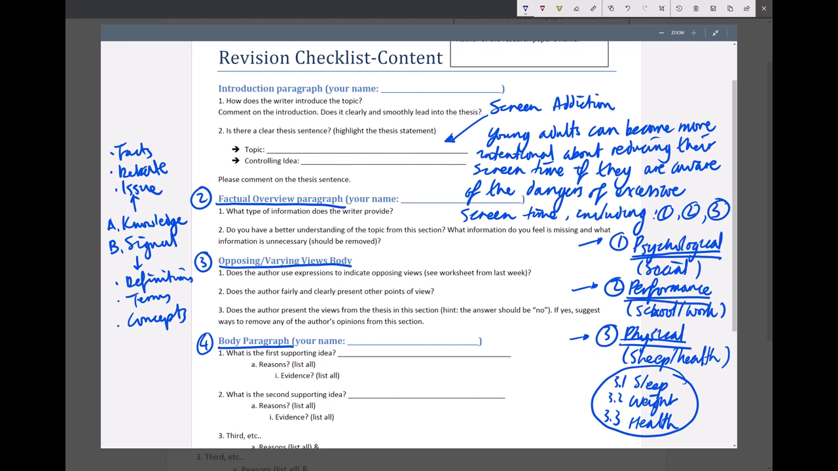So either way, your factual overview paragraph would provide information about the knowledge that you need to talk about your argument clearly, and it would also help prepare the reader to understand your arguments better. So not only are you showing your understanding of the topic, you are also going to help the reader understand.